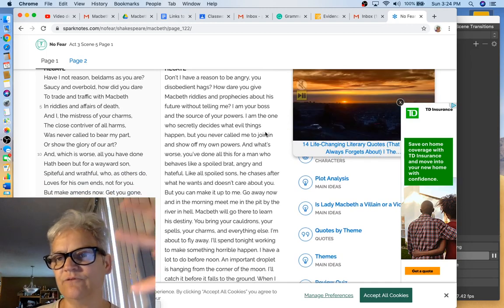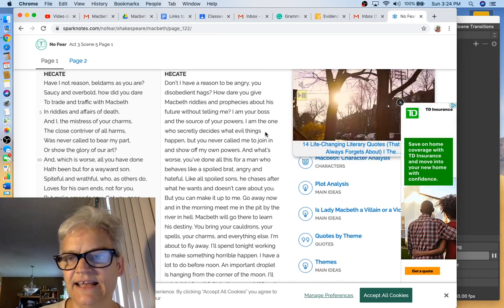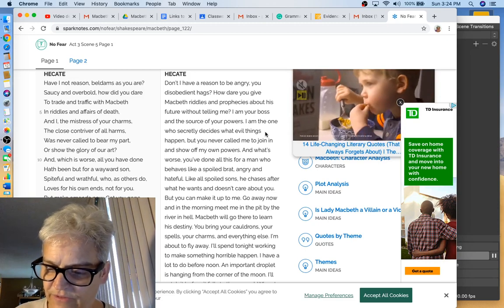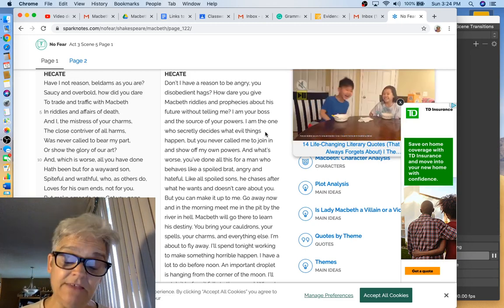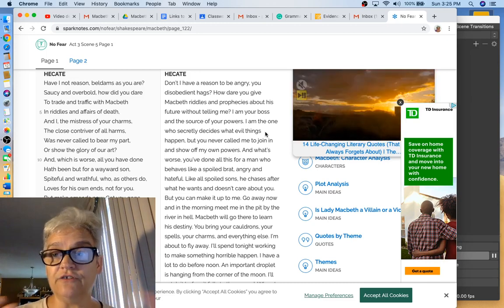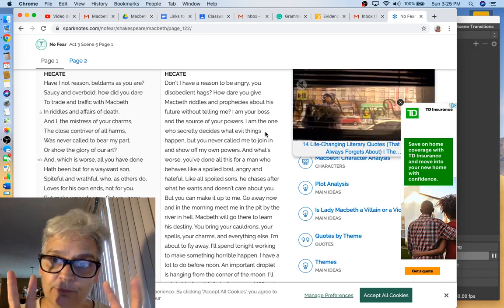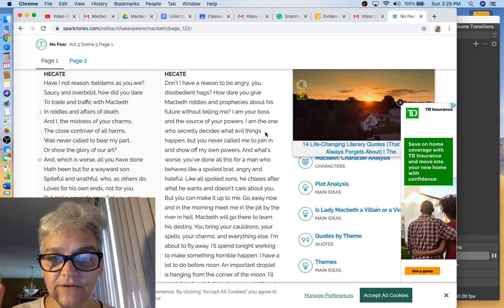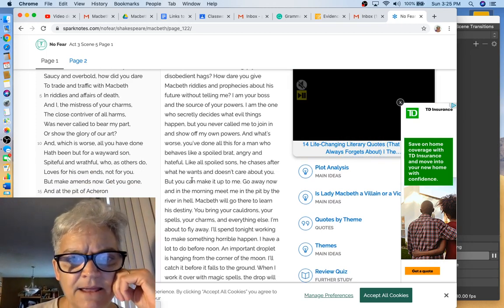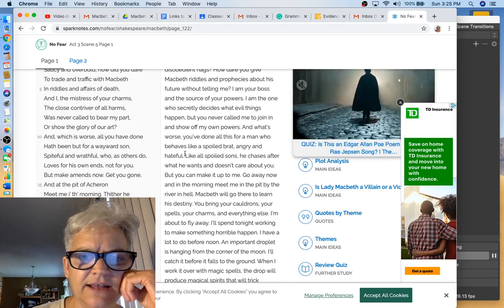So she's scolding them for doing things without her approval. It's like a boss getting angry with an underling for moving ahead with a project without first approving it, even though the project is brilliant and purposefully designed for what the company wants, which is these witches. Their project is perfectly designed for what the devil has in mind, which is why I never did like this scene. "And what's worse, you've done all this for a man who behaves like a spoiled brat, angry and hateful.